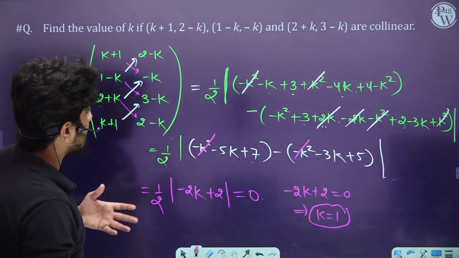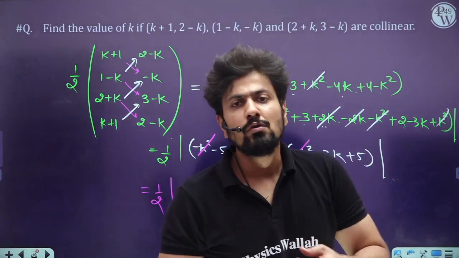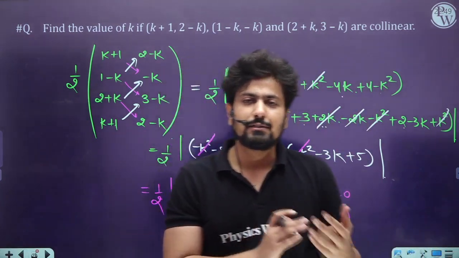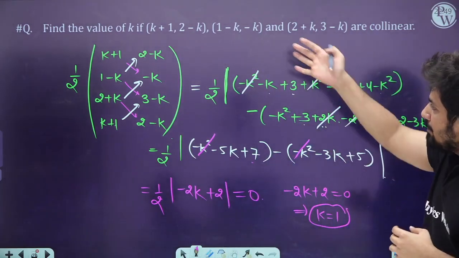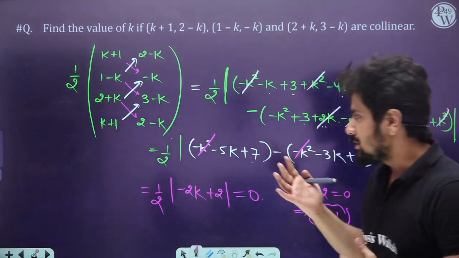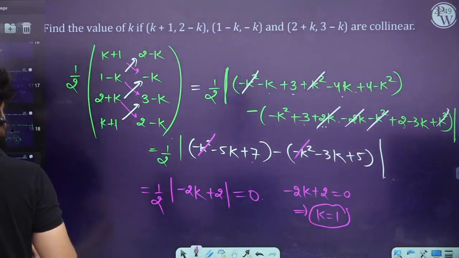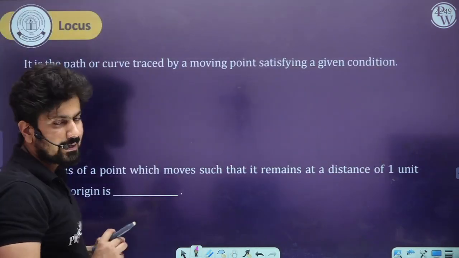So you can do these types of equations like this, but there is another better way to form the condition of collinearity, and that way comes from the slope. So once we are equipped with the concept of slope, we'll be able to do these types of equations with much fewer calculations. Okay everyone, now moving ahead to the next topic, which is the hero of this session.